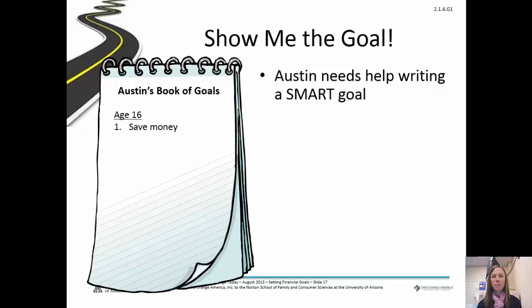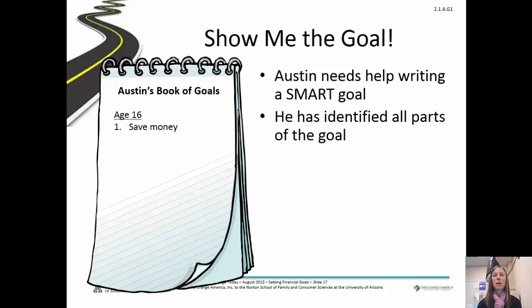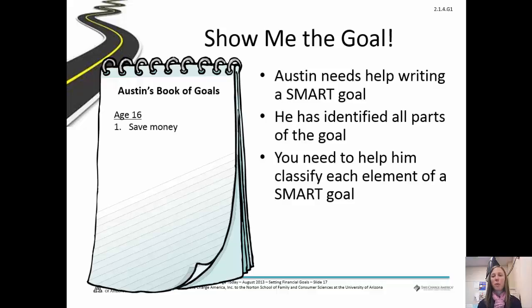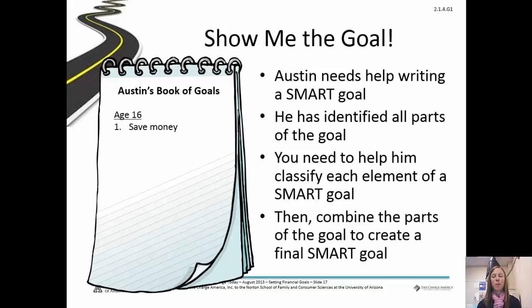Austin is 16 and he wants to save money. He's identified all the parts of the goal and you need to help him classify each element of a SMART goal. Then combine the parts of the goal to create a final SMART goal.